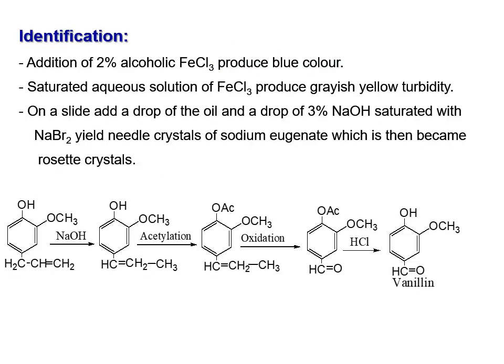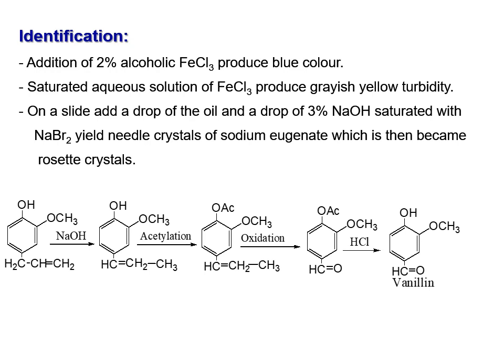Eugenol can be identified by addition of 2% alcoholic solution of ferric chloride, which produces a blue color. On addition of saturated aqueous solution of ferric chloride, a grayish yellow turbidity is obtained. Addition of drops of 3% sodium hydroxide saturated with sodium bromide to oil rich in eugenol, or eugenol, produces needle crystals which aggregate into rosette crystals.